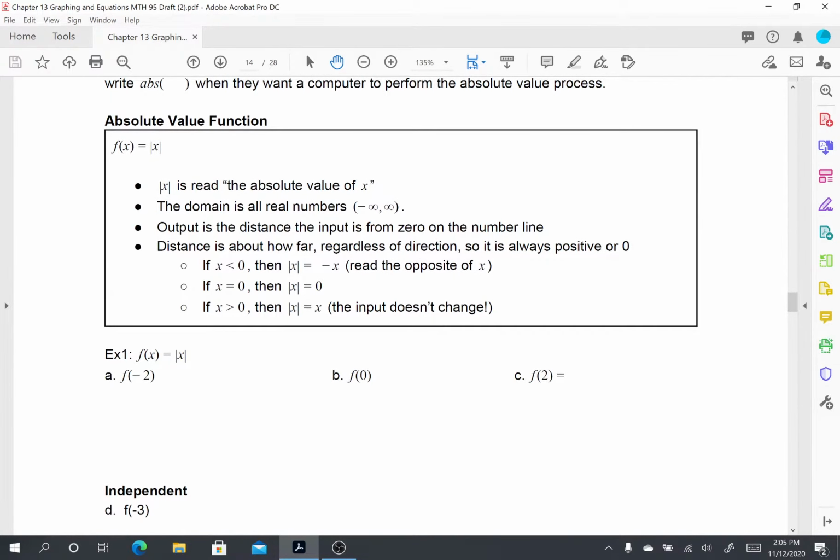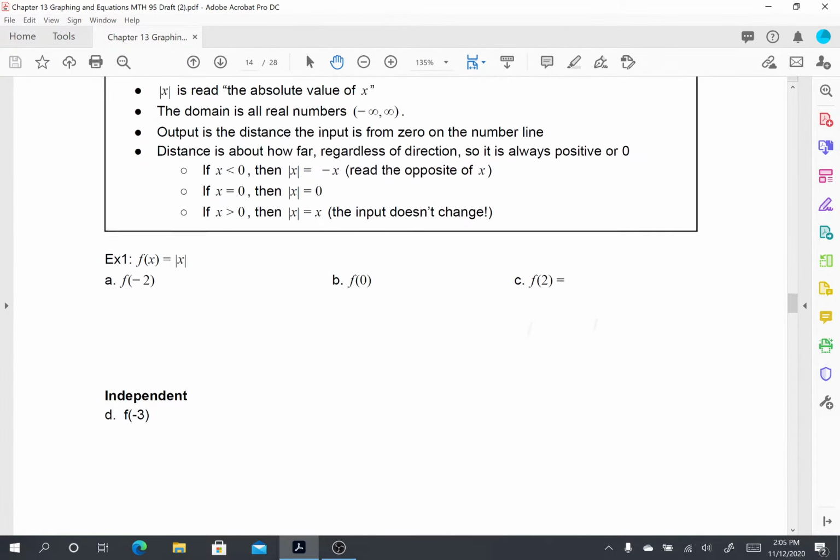F of x equals the absolute value of x. When we have an equation like this, its domain is all real numbers, and the output is the distance that the input is away from 0 on the number line. Distance is about how far, regardless of direction, so it's always positive or 0. So I'm going to do a few examples, and I'll leave one for you.